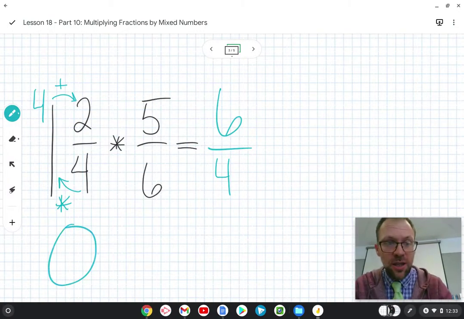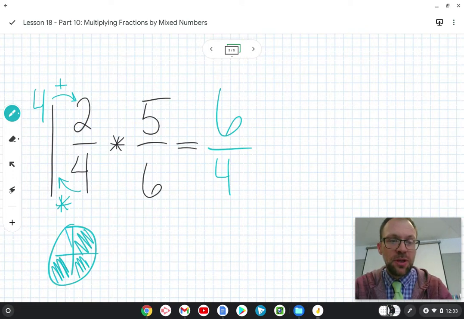Quick drawing, here's 1 divided into fourths, right? 1, 2, 3, 4, plus 2 more fourths.